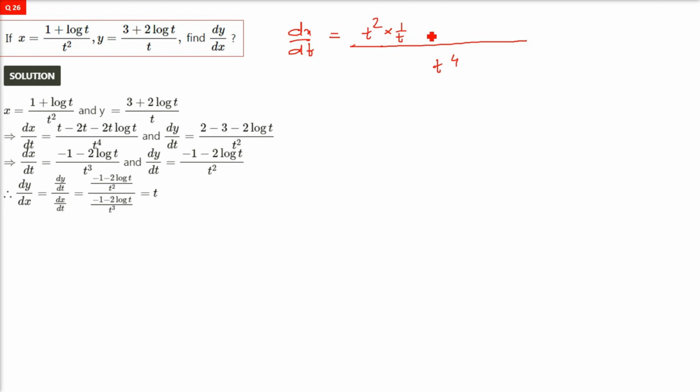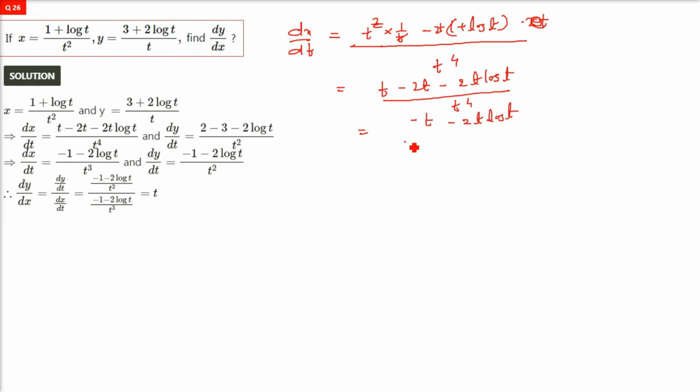And then we have here minus, then 1 plus log t will remain like that. Differentiation of t squared is going to be 2t. So t times 1 by t you can cancel, so you have t minus twice of t. So 2t here, so minus 2t and minus 2t log t. In the denominator you have t to the power 4. So numerator t minus 2t is minus t, and then we have minus 2t log t. I am taking minus t outside from the numerator. It will be 1 plus 2 log t, and in the denominator you have t to the power 4. You can cancel this also. t cube it will be. So this is your dx by dt.